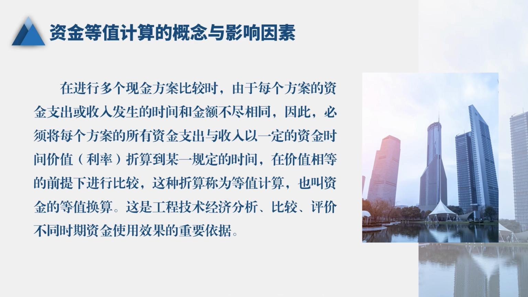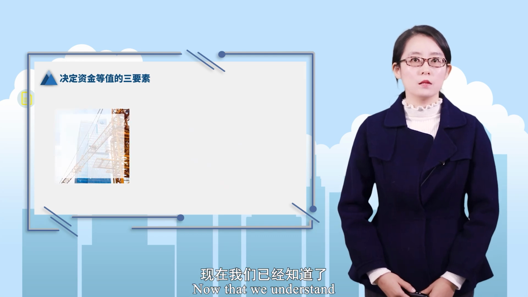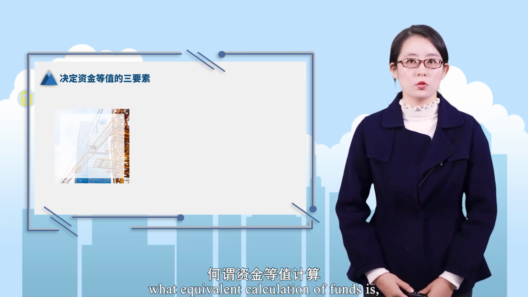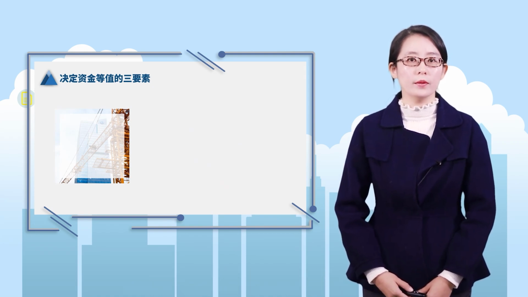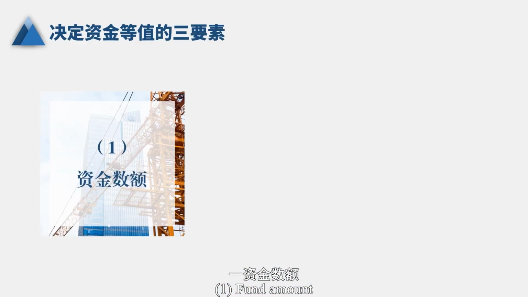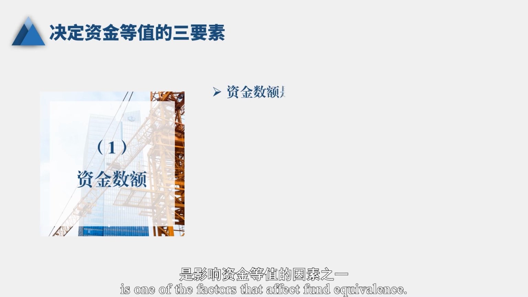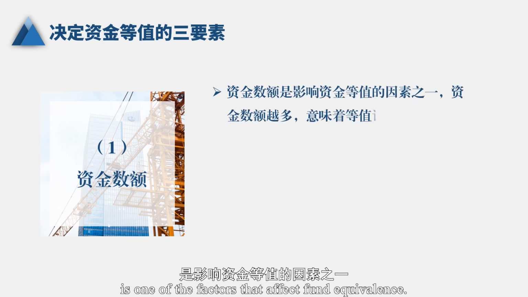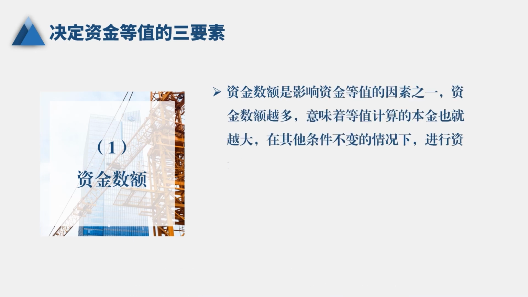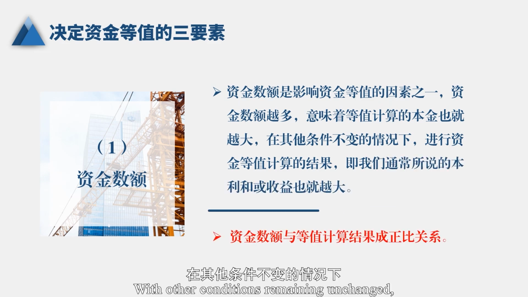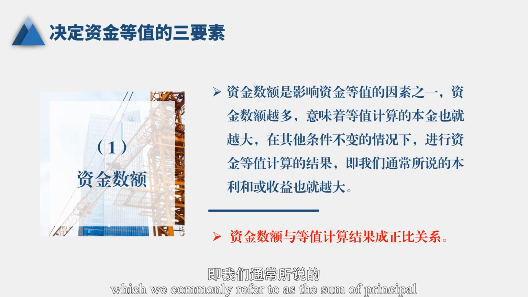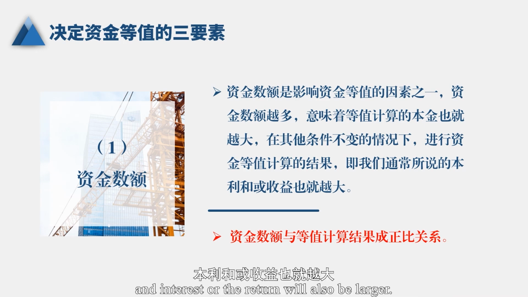Now that we understand what equivalent calculation of funds is, what are the factors that affect this calculation? First, fund amount. The fund amount is one of the factors that affect fund equivalence. A larger fund amount means a larger principal for equivalent calculation, with other conditions remaining unchanged. The result of equivalent calculation of funds, which we commonly refer to as the sum of principal and interest, or the return, will also be larger.